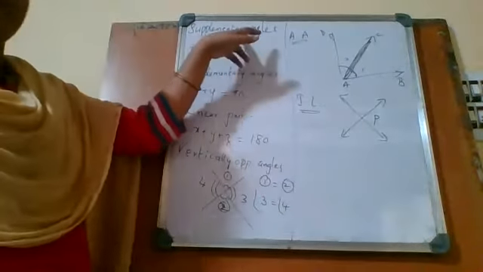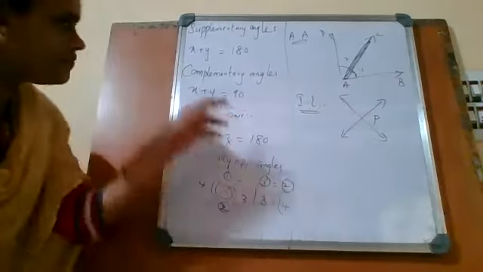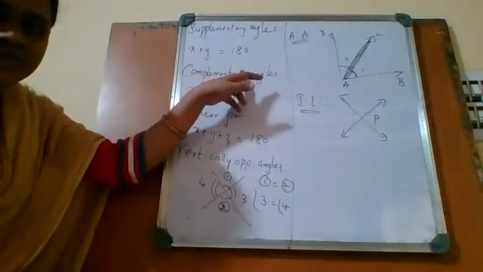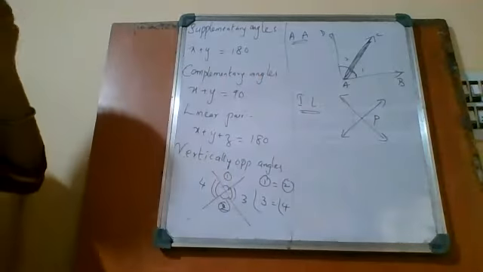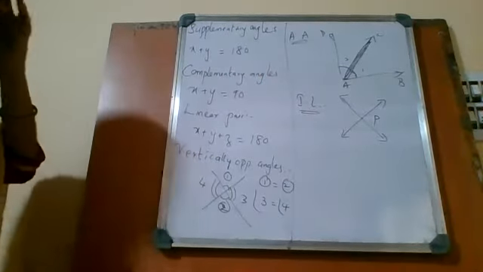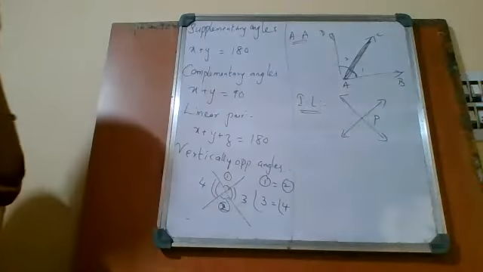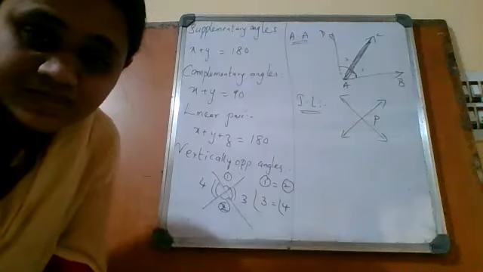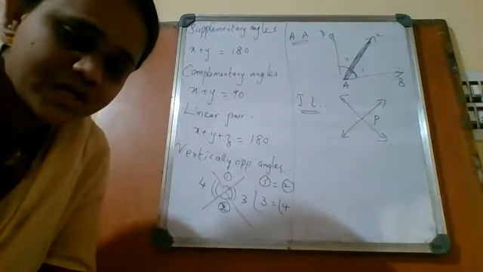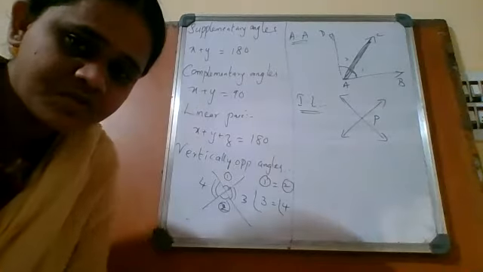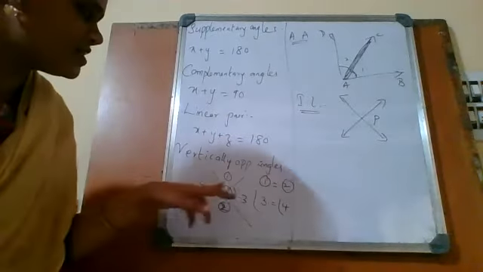Once again, supplementary angles. What are supplementary angles? The sum of two angles must be equal to 180 degrees. Next, complementary angles: here also the sum of two angles must be equal to 90 degrees. Next, linear pair. What do you mean by linear pair? The sum of two, sometimes more than two angles, the sum of all angles must be equal to 180 degrees.